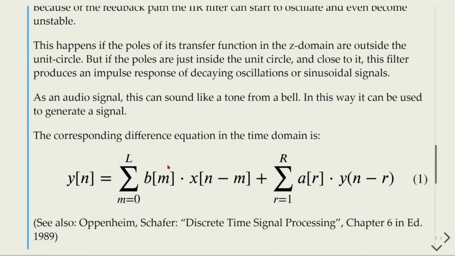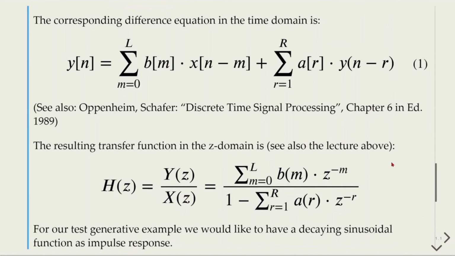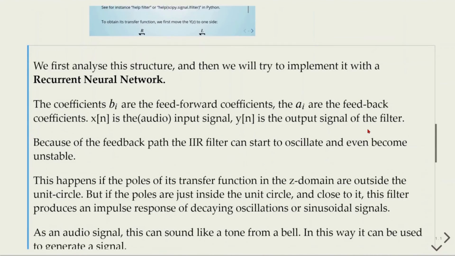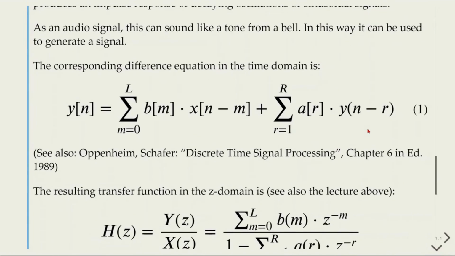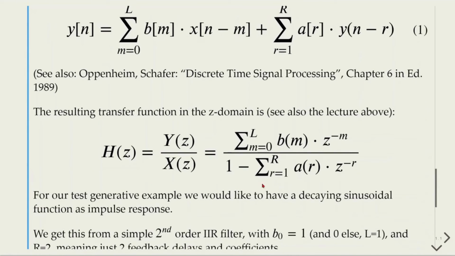You can also take a look at the book by Oppenheim, Discrete-Time Signal Processing, chapter 6 from the 1989 edition. Then when we take the transfer function of this difference equation, you get the resulting transfer function in the z-domain. You can also take a look at the lecture mentioned here, in order to understand difference equations and also the transfer function in the z-domain, and the resulting transfer function is given here.